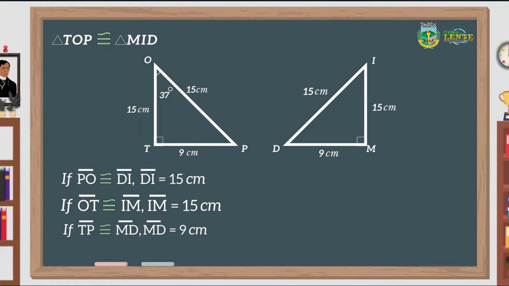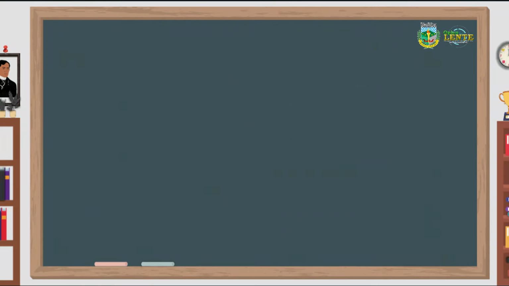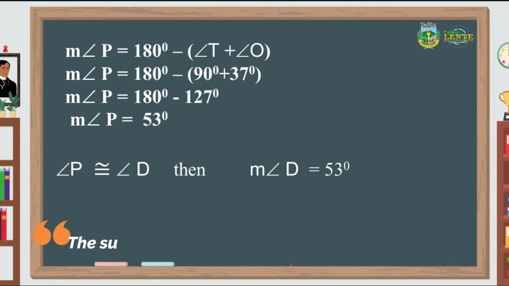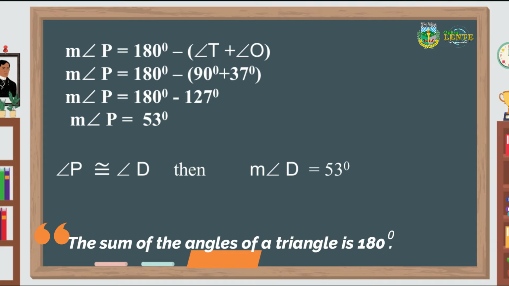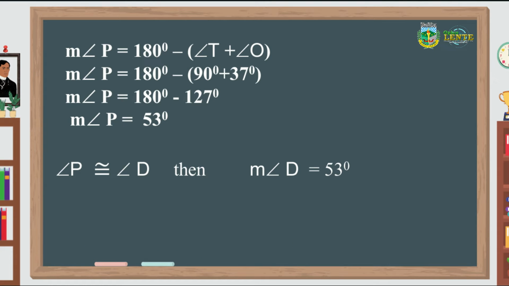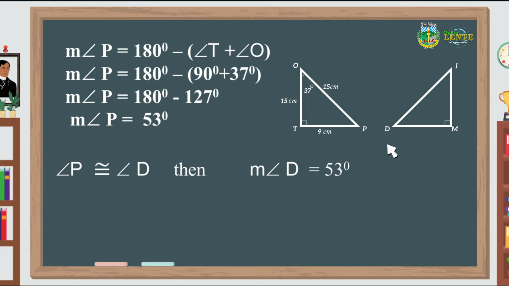And to solve for the measures of the remaining angles, we have, if angle I is congruent to angle O, and angle O is equal to 37 degrees, then the measure of angle I is equal to 37 degrees. Take note, students, the sum of the angles of a triangle is 180 degrees. Angle P is congruent to angle D. Since the computed measure for angle P is 53 degrees, we can say that the measure of angle D is 53 degrees.